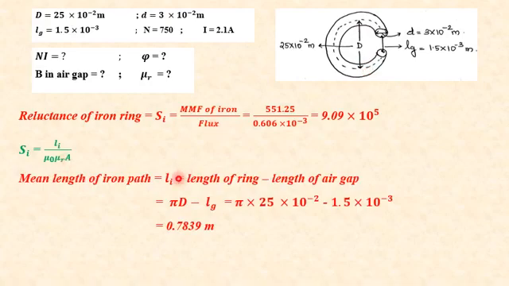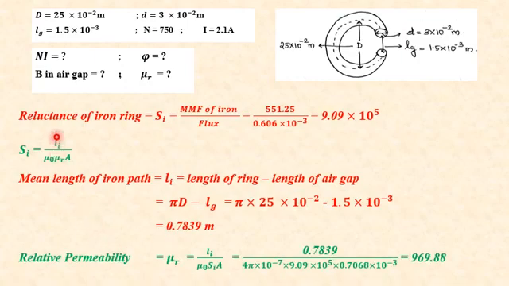The mean length of the iron path, Li, will be equal to the length of the ring minus the length of the air gap. The length of the ring, that means the perimeter of the ring, is pi into d minus Lg. So the mean length of the iron path is obtained as Li equal to 0.7839 meters. Substituting for Li, we can find mu r as mu r equal to Li by mu 0 Si into A, and we get the relative permeability as 969.88, or approximately 970.